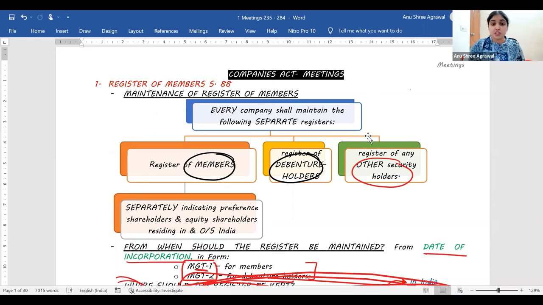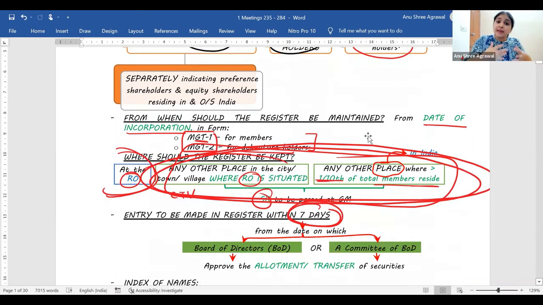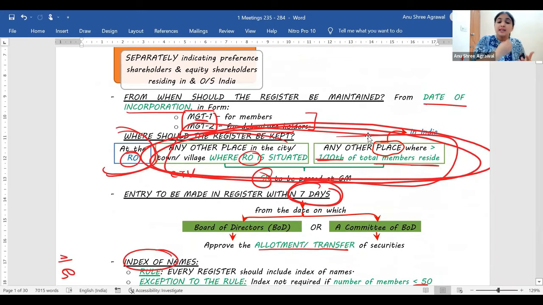First concept was register of members. It's mandatory. Every company has to maintain the register of members. What kind of registers have to be maintained? A separate register of members, a separate register of debenture holders, a separate register of each category of security holders. Then from when should this register be maintained? This register should be maintained from the date of incorporation itself. Where should it be maintained?